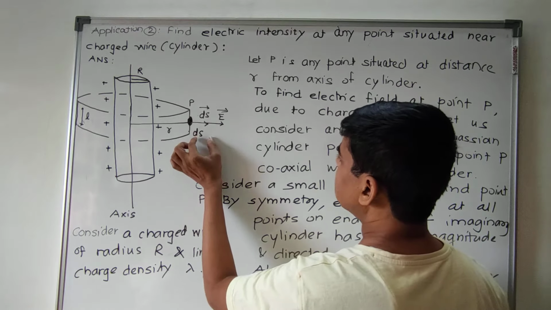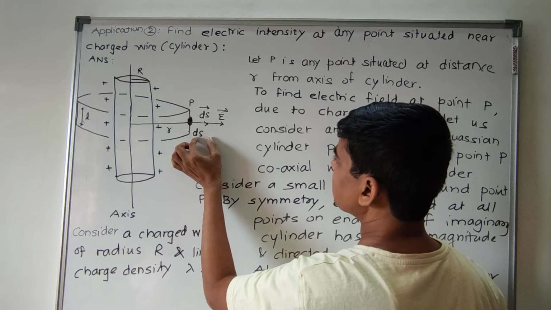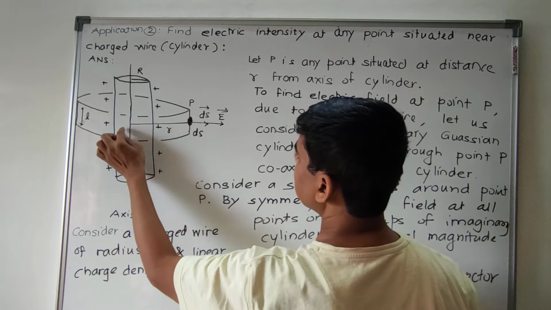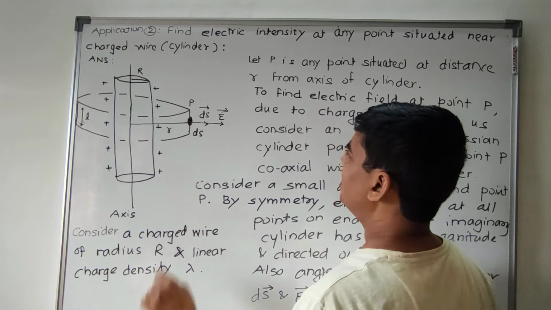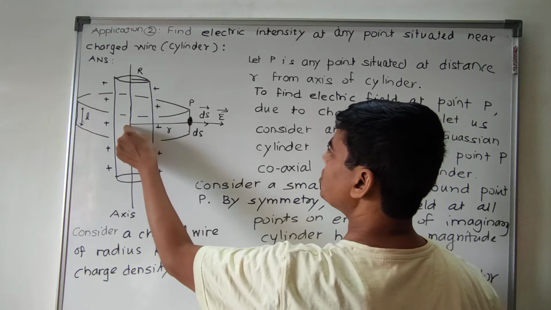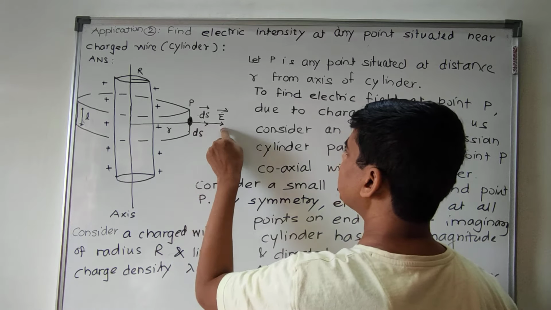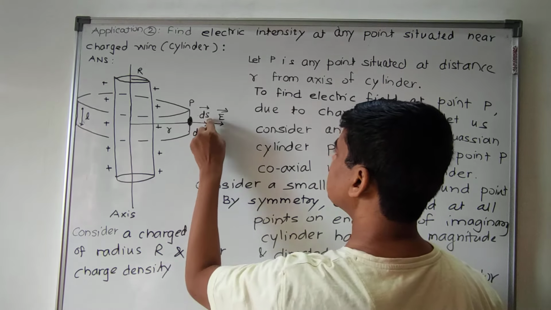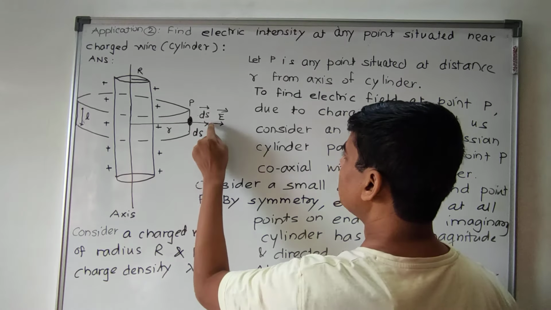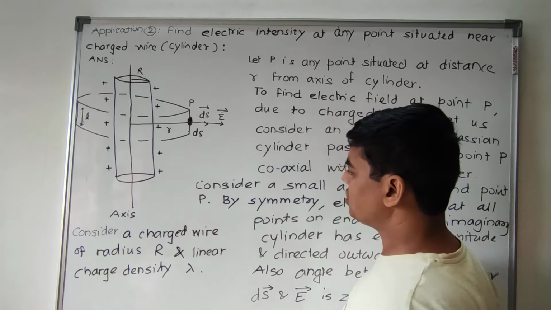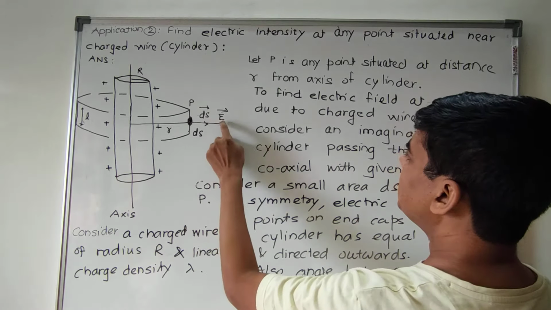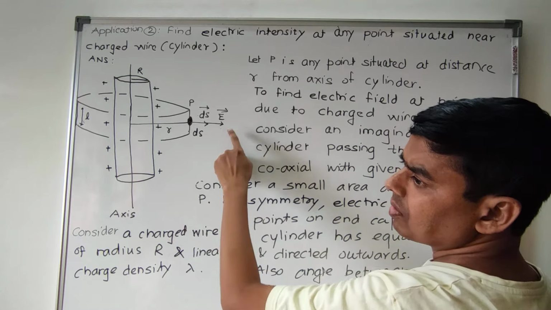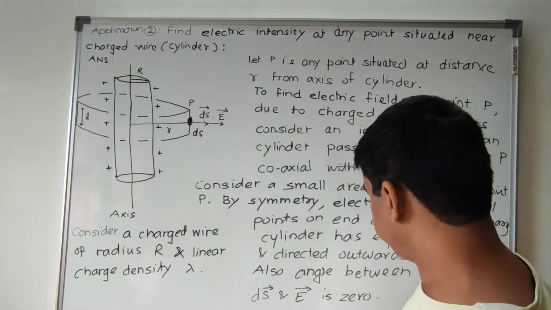Now, this area ds is situated at a distance r from the charge q, and the electric intensity due to the charge over area ds is directed radially outwards. Similarly, the area vector of this area ds is also outward. So the angle between ds and E is 0. As the angle between E and ds is 0, we will have E ds cos theta as E ds.